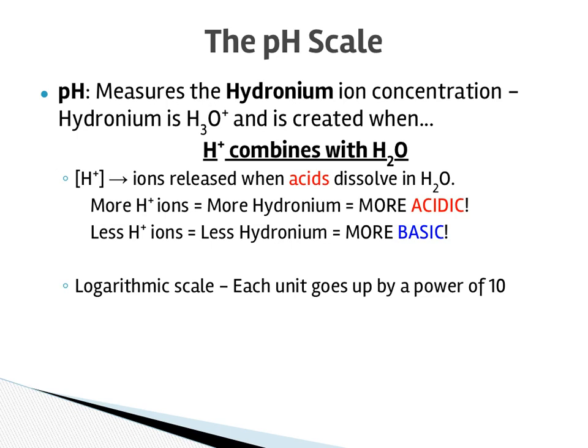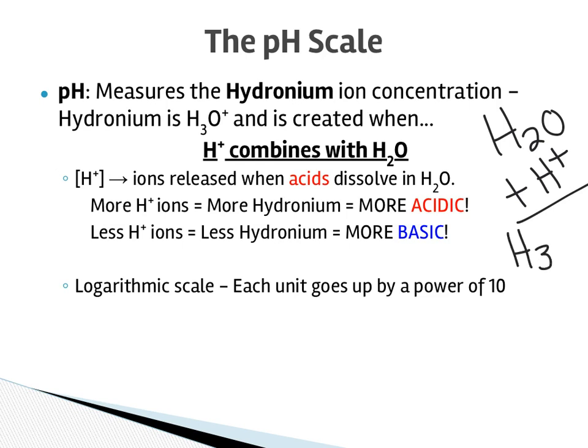So by definition, pH is actually measuring the hydronium ion concentration. Hydronium is the combination of H2O plus an H+ ion, which gives us H3O+, with a positive charge because of that extra hydrogen. So that's what hydronium is. It comes from hydrogen ions, or H+ ions, attaching onto water. That's going to become important in a few minutes.